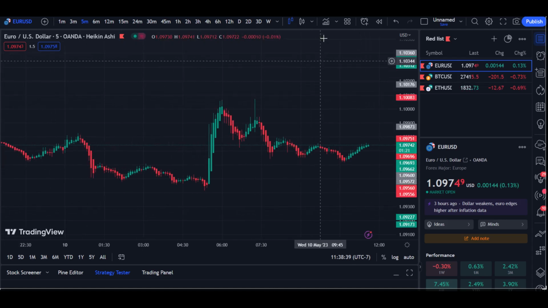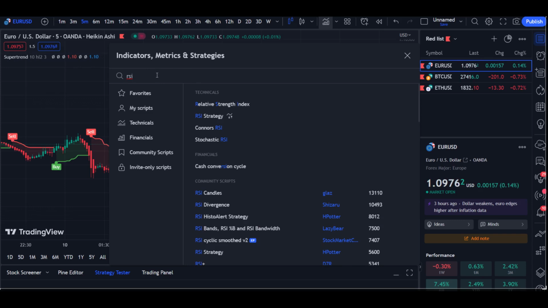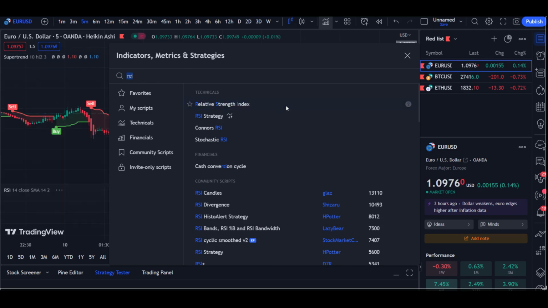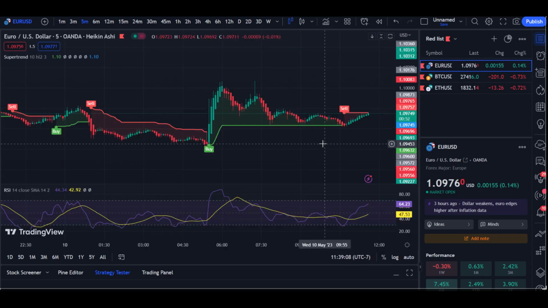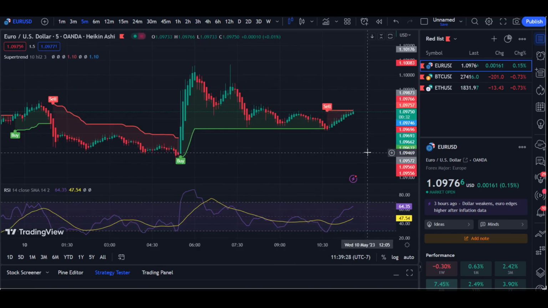So the first thing we're going to do is go up here on indicators. First indicator that we'll be using is the Supertrend. Go ahead and click on it. The second indicator that we'll be using is the RSI. This indicator is optional, but I found that it works quite well in helping to identify more profitable trades. So once we have both of our indicators, we're not going to do much to change any of the settings that we have on here.